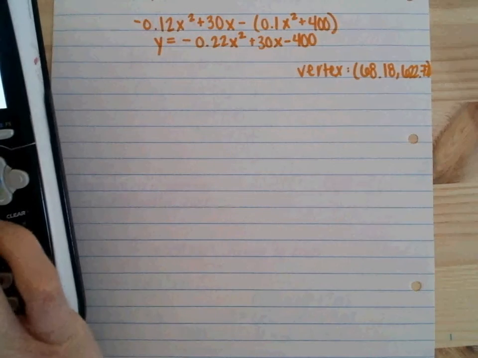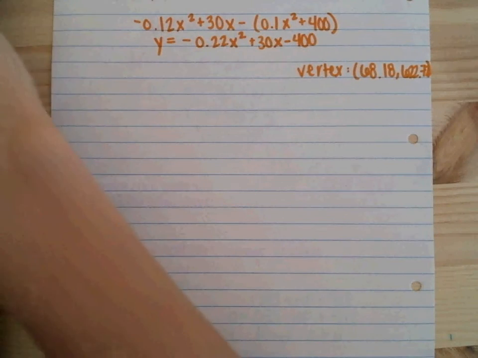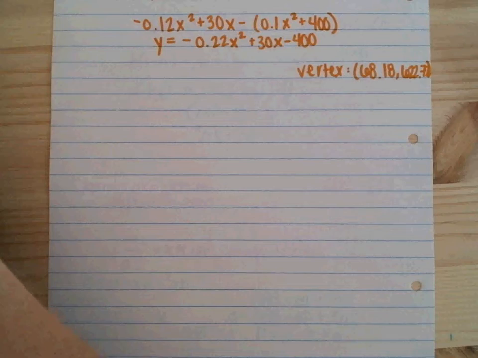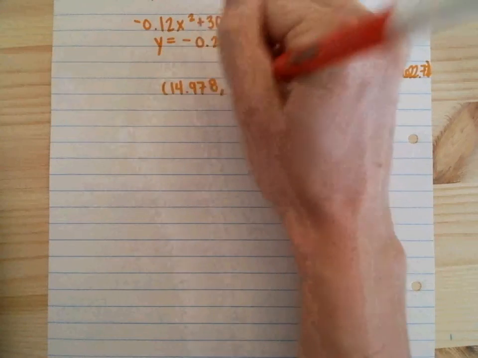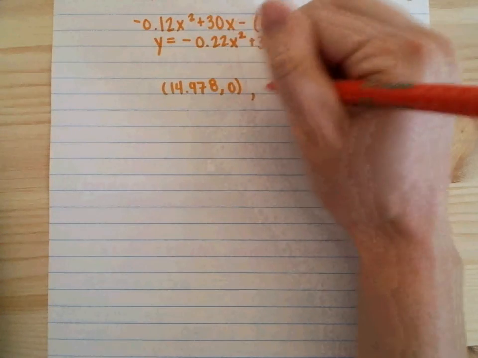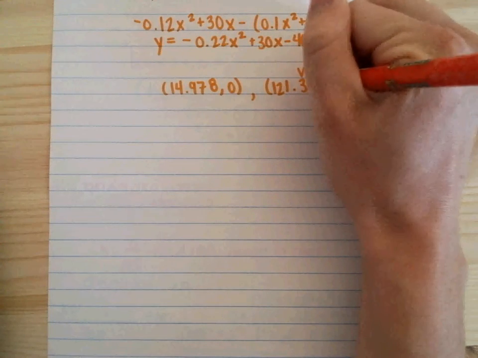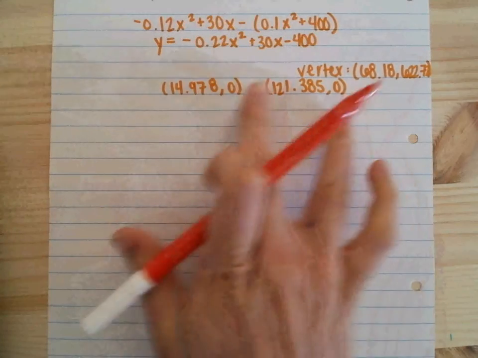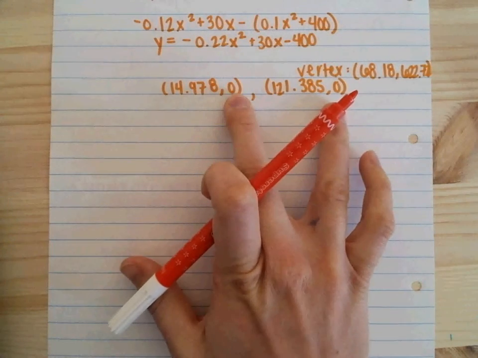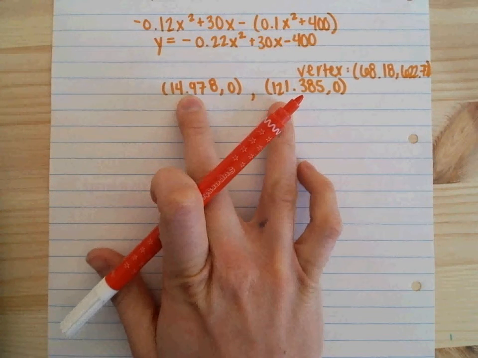I'm going to also find the x-intercepts by using the second trace function, and I will find that the x-intercepts are at 14.978 and 121.385. So again, remember, these are when y is 0 and y is the profit. When the profit is 0, these are the number of books.